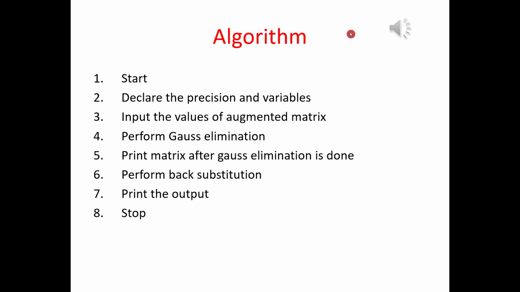Now I am going to speak about the program algorithm. After the compiler completes compiling, the program is started. Then we declare the precision and the variables that we want. After that, we give the input as the values of the augmented matrix. On that, Gaussian elimination is performed. Then it prints the matrix after the elimination is done.